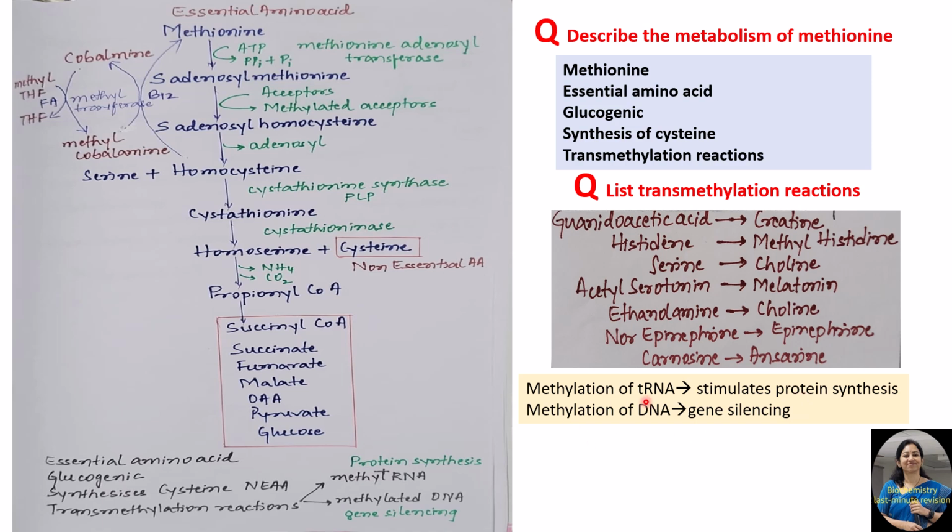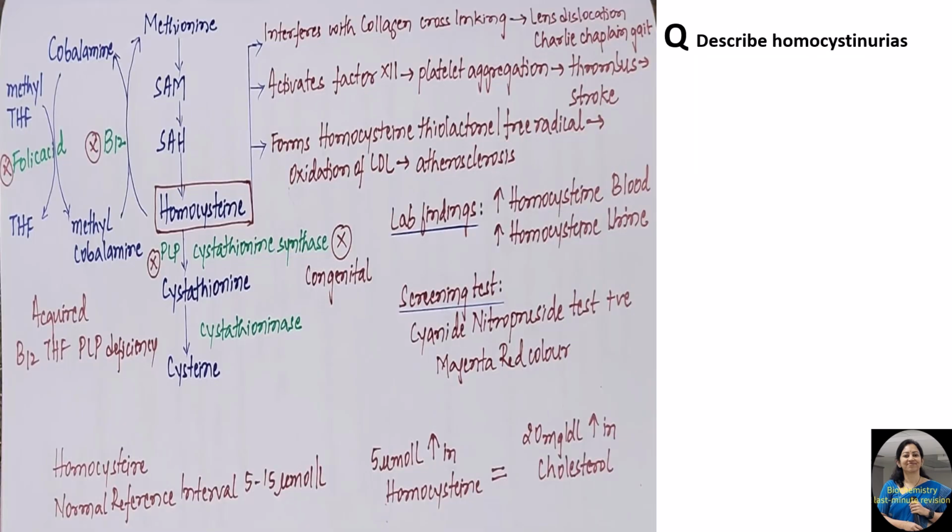So what happens when the DNA bases are methylated? We know that there are 4 DNA bases: adenine, guanine, cytosine and thymine. When they are methylated, that particular gene will not be expressed, and this is how gene silencing occurs inside the body. Now coming to disorders associated with methionine metabolism.